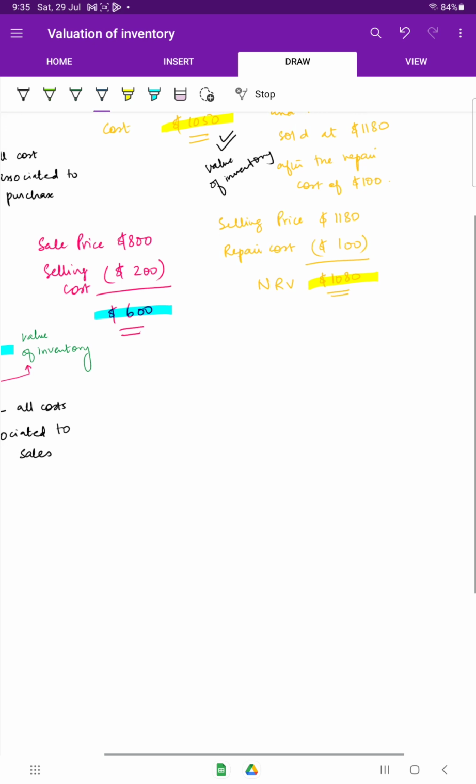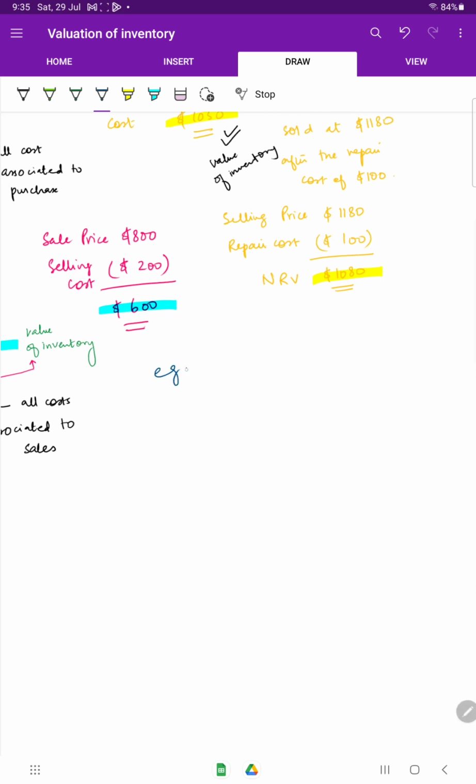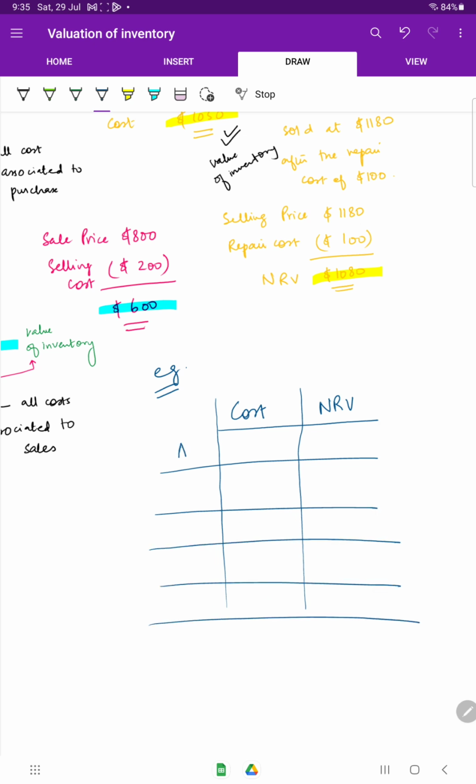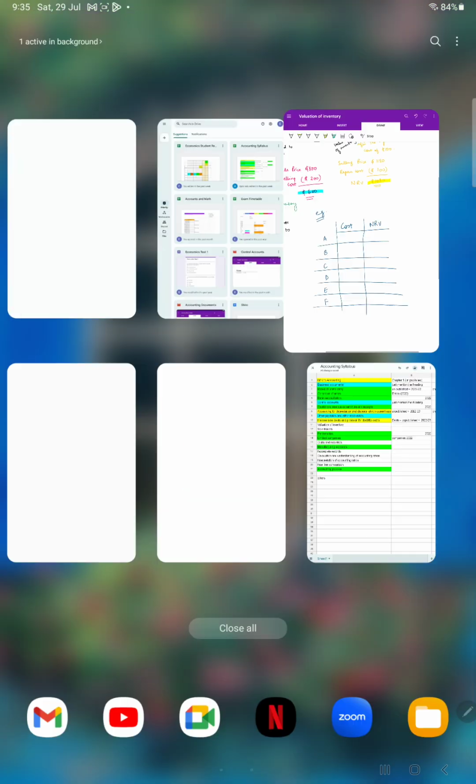Okay, so now let's suppose if in a question you are given both, like there are 6 costs and 6 NRVs. How? Cost and NRV: A, B, C, D, E, and F.